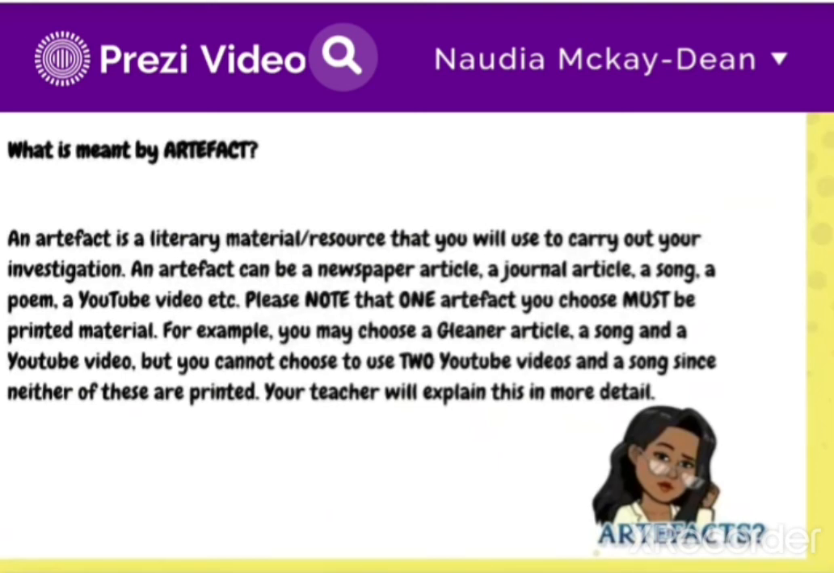So you might look for a newspaper article. You might look for a journal article. A song can be used, a poem can be used, a YouTube video could be used. You could use one of those cartoons from the Gleaner or the Observer, the Last May, or the Clovis cartoons. You could use that. You could use a pamphlet. You could use a poster. It can be a number of different things, students.